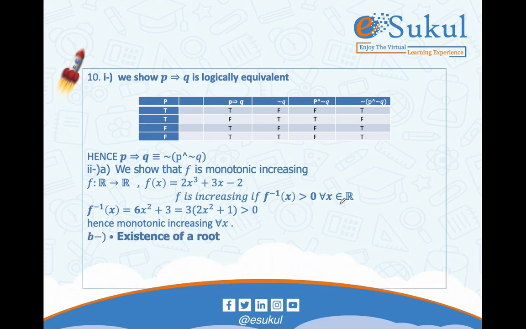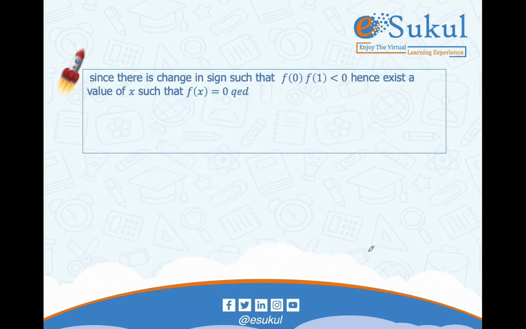In B is to show the existence of roots. In that case, to show that f has a root between 0 and 1, there must be a change in signs. We have negative and positive for the other one. Which clearly shows that f has a root between 0 and 1 such that f of x is equal to 0, which gives us our QED.